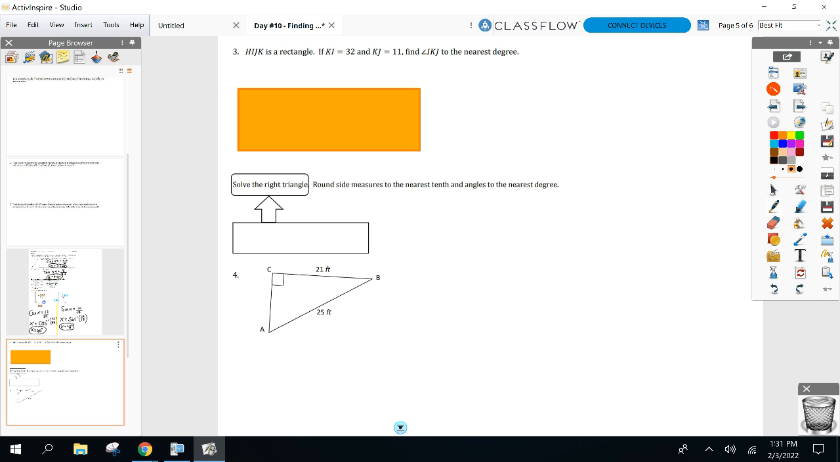Here's a prime example why we need to label it clockwise or counterclockwise. First thing it tells me is KI equals 32. What's KI in our appropriately labeled diagram? What is KI? You label it wrong, it's a side. That's a problem. Okay, that's why we need to label it clockwise or counterclockwise. So 32 is KI. KJ is 11. Find angle IKJ.